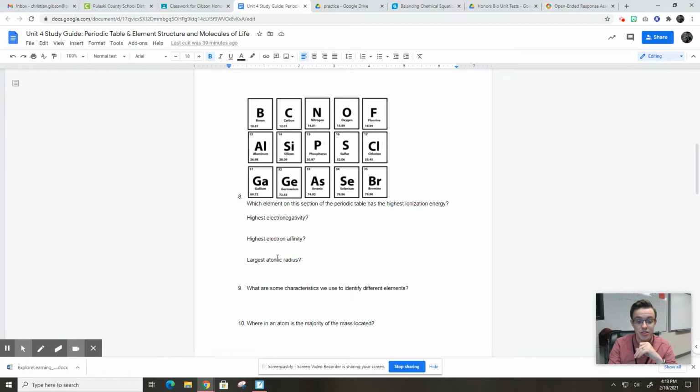And it says the largest atomic radius. So remember, atomic radius is the opposite of the other trends. An atom gets bigger, its radius gets larger, as you go to the left within a period and as you go down a group. So gallium would have the largest atomic radius.